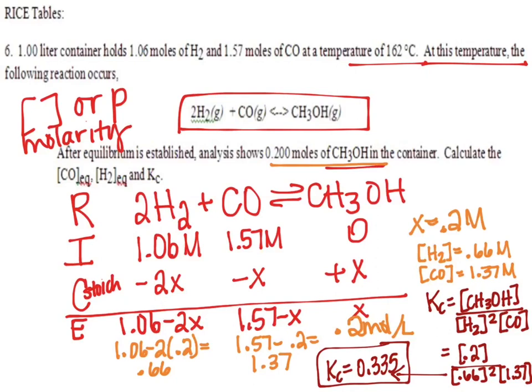It's just going to be, your change is going to be X. And if it's going away, it's minus X. And if you're making it, it's plus X. And then the coefficient that's with your compound is what goes with your X. Okay? So let's do another one.